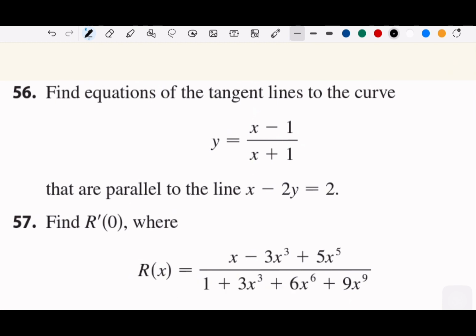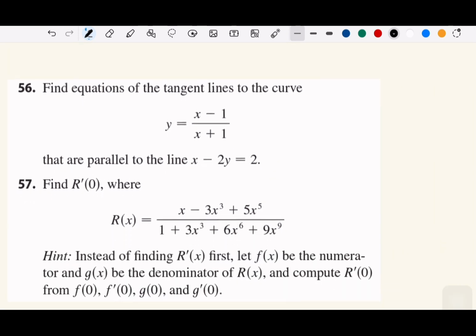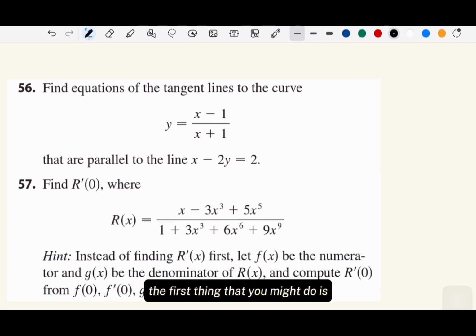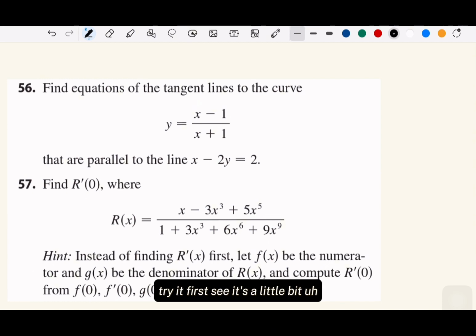So there will be a little bit of observation and analysis within the questions. And of course, the first thing that you might do is first derive. Maybe this takes time because it has a rational form. So I think you could try first. It forces you to think. It's not like you just compute and then the numbers come out.